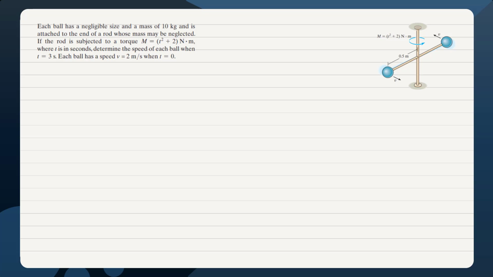If the rod is subjected to a torque, so we know the moment as a function of time, where t is in seconds, of course, we're asked to determine the speed of each ball when t is equal to 3 seconds. Each ball has a speed v equal to 2 meters per second when the time is equal to 0. So we can clearly see here that we're dealing with moments. We have a rotation, we're given time, velocity, and mass. So we're clearly using angular impulse and momentum here.